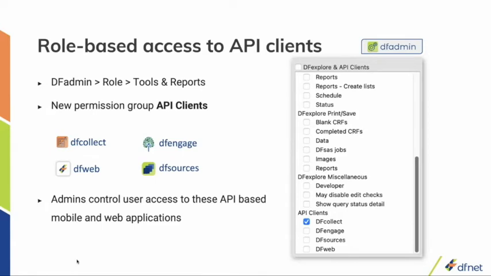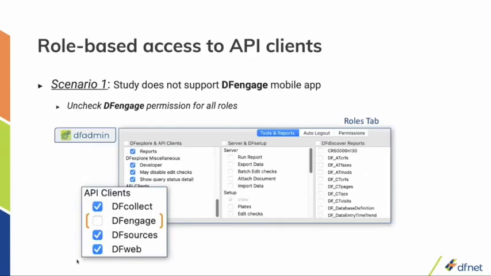With this feature, as a study administrator, you can allow or disallow use of these web and mobile apps by the study users. Let's go through a few simple use cases of controlling access to these apps. In scenario one, if you have a study where you would like to restrict users from using one specific mobile app, like DFengage, all you need to do is ensure that for all study roles, DFengage permission is unchecked. This will simply restrict users from connecting to the study using DFengage mobile app.